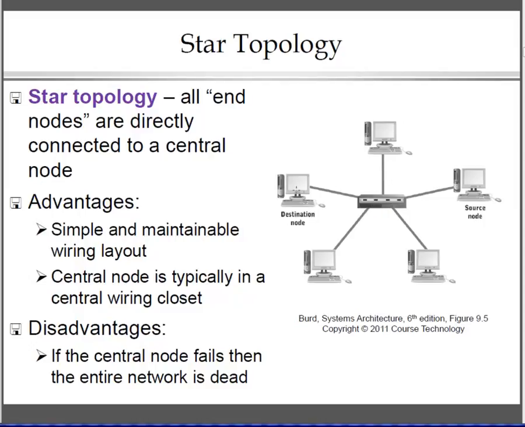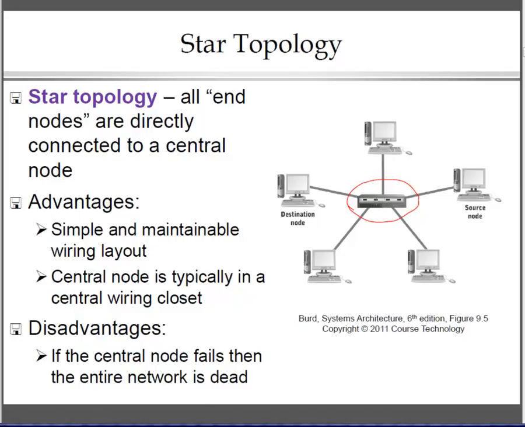So each end node has a wire that runs down the hallway, usually over the ceiling or under the above the drop ceiling, gets to some sort of network closet at which there is some sort of hub. Okay, and that's where those network connections go. Okay, so that central node is typically in some sort of central wiring closet. Okay, so advantages here: simplicity, maintainability. Okay, primary disadvantage. Well, the disadvantage is if the central node fails, if this hub in the middle fails, then basically the whole floor is dead.